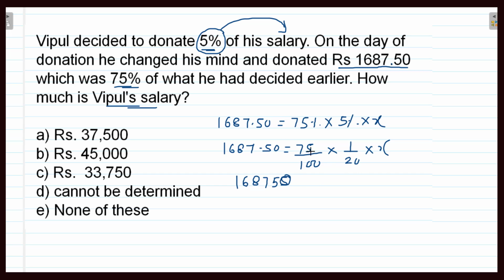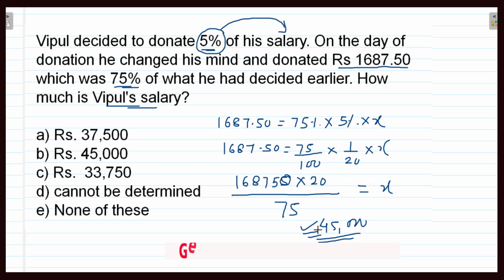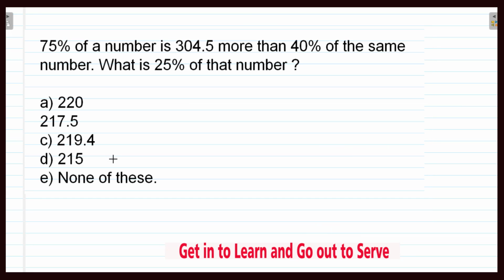And take 20 to this side, so it will be multiplied by 20, and so it will be in the denominator 75, which is equal to X. Now solve this, and if you solve this, you will get it as 45,000 rupees. And so Vipul's salary is rupees 45,000, and so the second option is the correct option. The next question is on the screen.